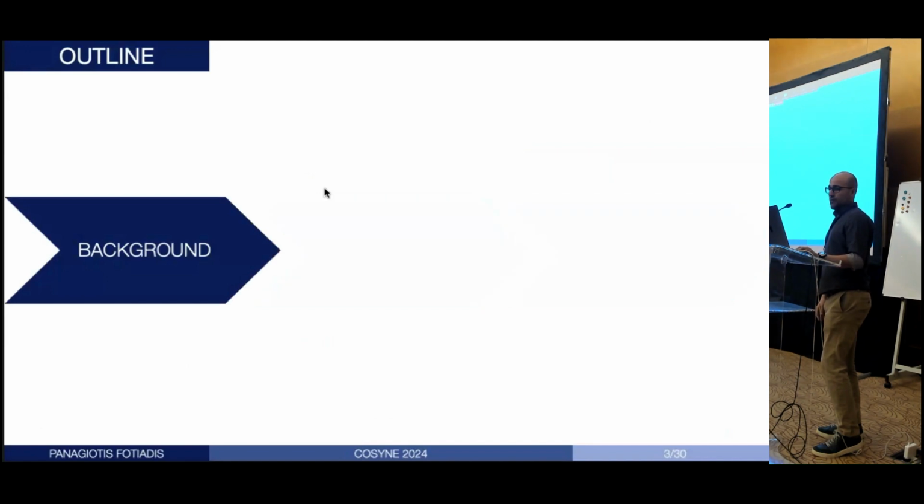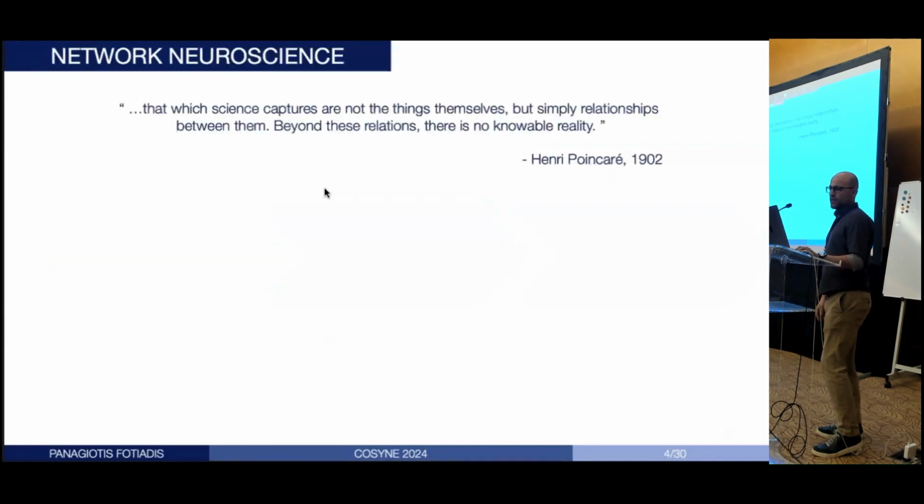So if we start with the background, you guys might be familiar with this, but I just wanted to talk a little bit about this field called network neuroscience, right? And the French polymath Poincaré put it really nicely back in 1902 when he said that which science captures is not the things themselves, but simply relationships between them, and beyond these relations, there's no knowable reality. And this is what network science in general as a field tries to capture.